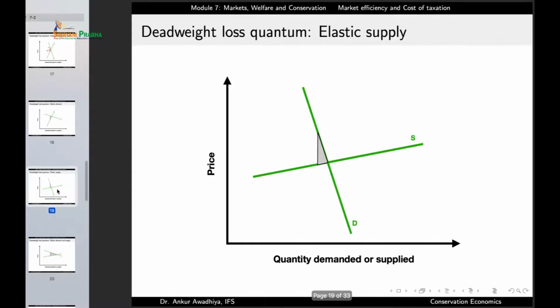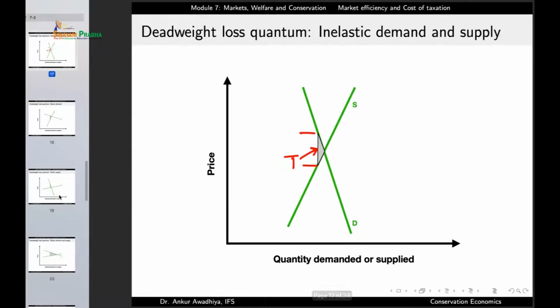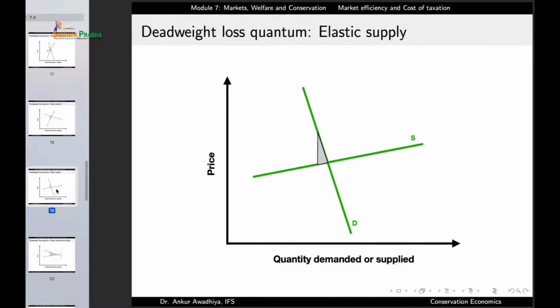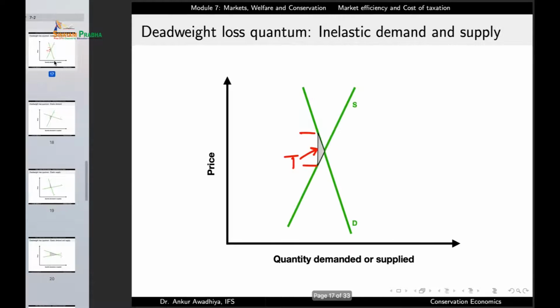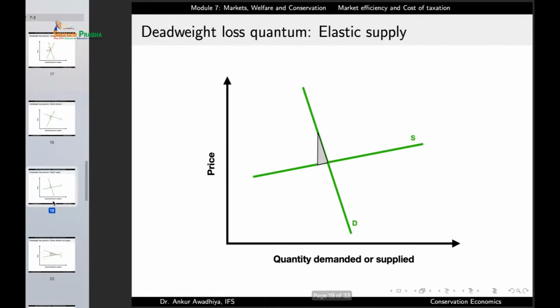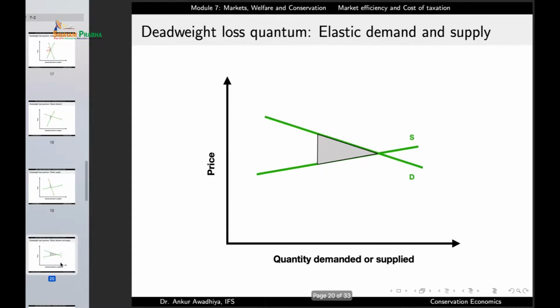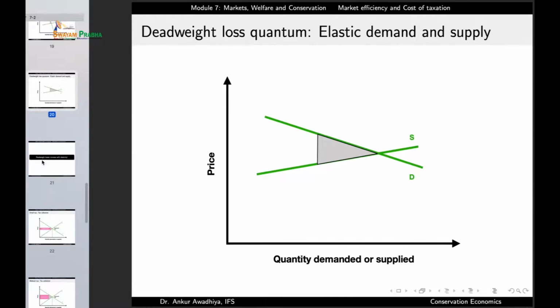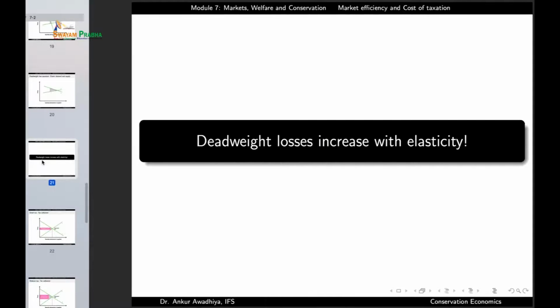Similarly, if we keep the demand curve same, but if we make the supply curve elastic, then also we start to observe that the deadweight losses have increased as compared to these curves where we have an inelastic demand and supply. And if we make demand and supply both elastic, then the deadweight loss increases even further. So what we are observing here is that the deadweight losses increase with elasticity.